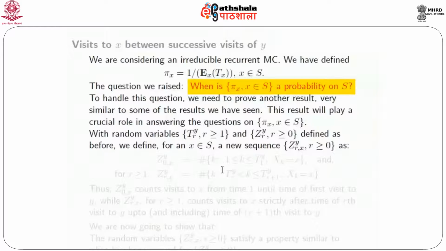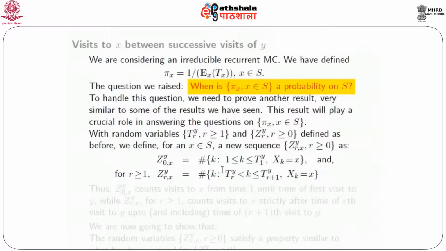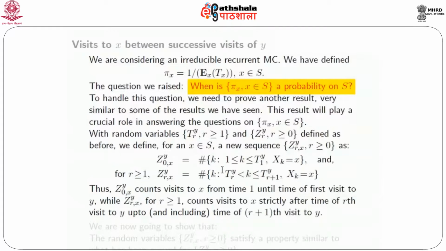So let me give the definition. The 0th one is defined to be the number of k's between 1 and T_1 y such that X_k equals x. For r greater than or equal to 1, it is the same thing: we want X_k to be equal to x, but we count how many k's there are with X_k equal to x which are strictly larger than T_r y and less than or equal to T_{r+1} y. If you look at this definition, then basically Z_0^{xy} counts the visits to x from time 1 until the time of the first visit to y. So we are looking at all k between 1 and T_1 y.